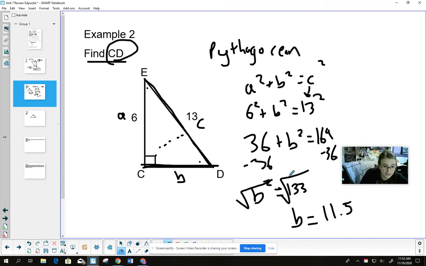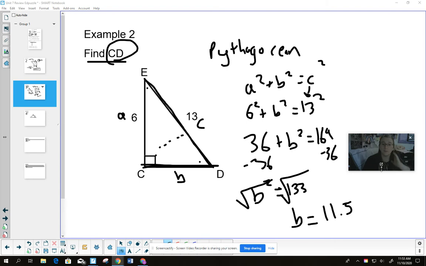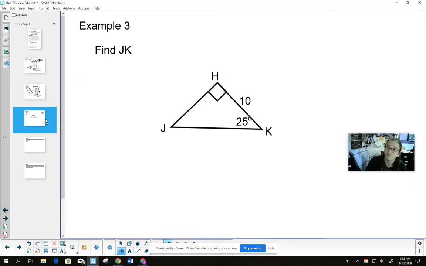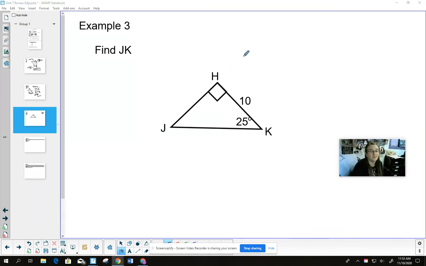So careful with Pythagorean Theorem, guys. Don't forget your last step. You have to take the square root of your answer as your last step. Okay, and then go ahead and try this one.